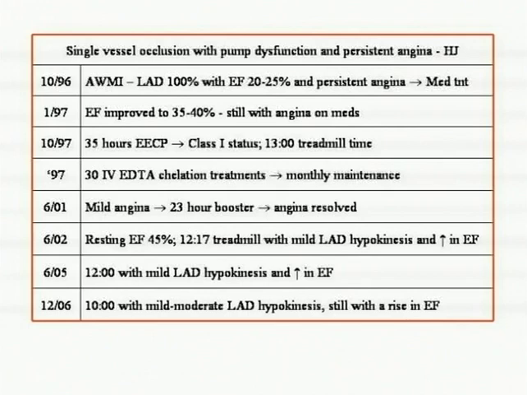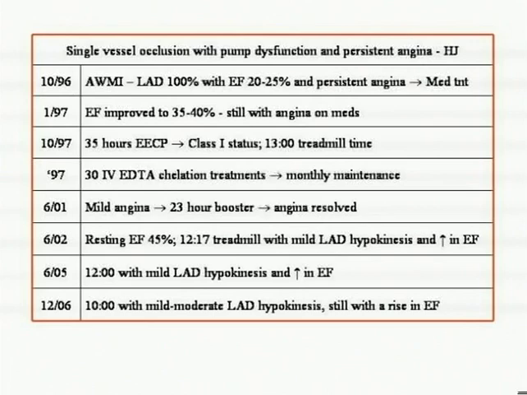And in January of 97, his ejection fraction was better, 35 to 40%, normal's 50%, but he still had angina on medicines. When we got our EECP machine, basically about 10 years ago, he's one of our first patients, we treated him, his angina went away, we cut back on his medicine, he was able to go back to work, he could walk 13 minutes on the treadmill without evidence of ischemia.